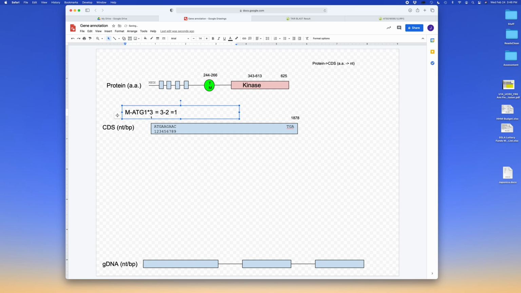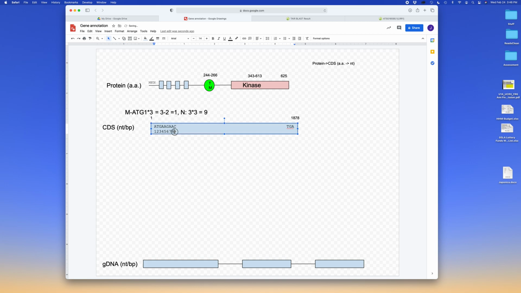Now let's do one more example, since 1 is kind of hard. So this is position number 3. We have M for methionine, K for lysine, and N for asparagine. So position number 3 is asparagine. Let's do that one. What is the codon? The codon is going to be amino acid position 3 times 3 equals 9.